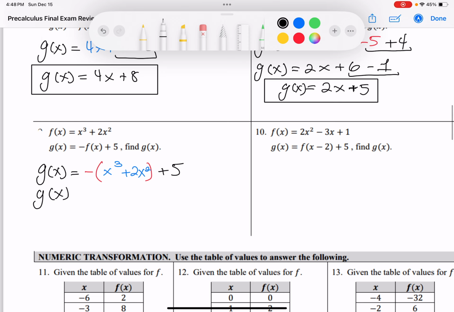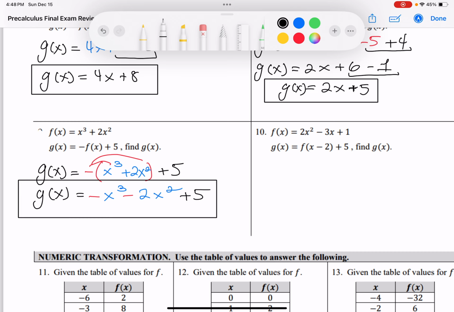So g of x equals, distribute in the parentheses, that's negative x cubed, minus 2x squared, and then plus 5. Look how beautiful that looks.